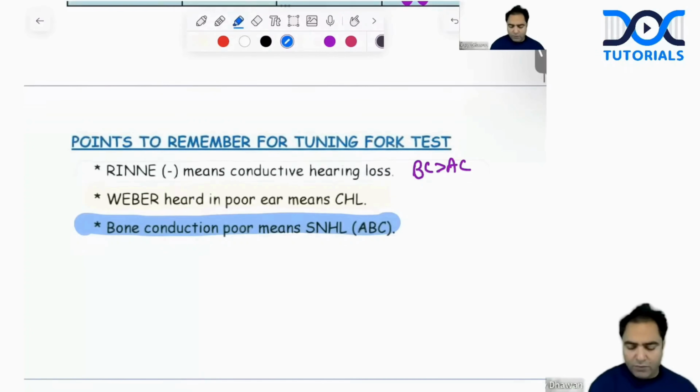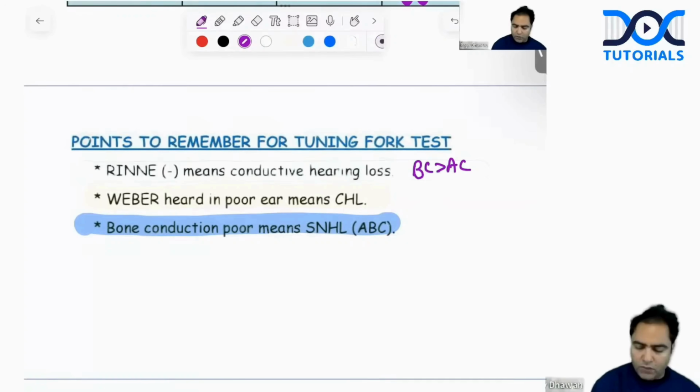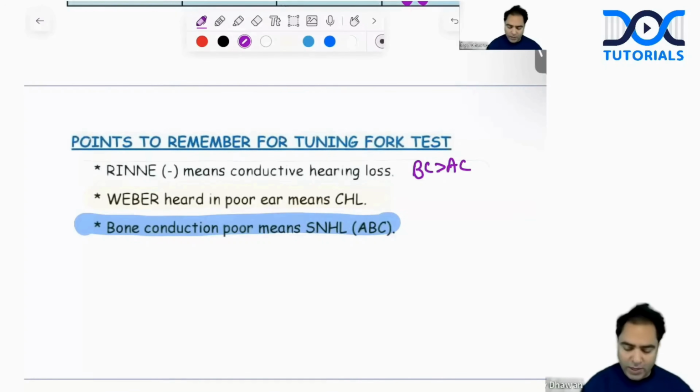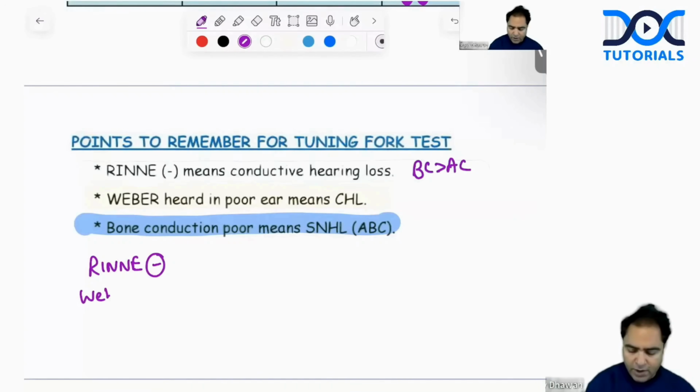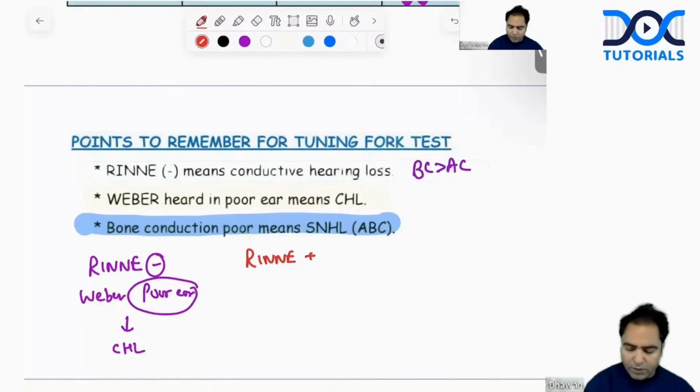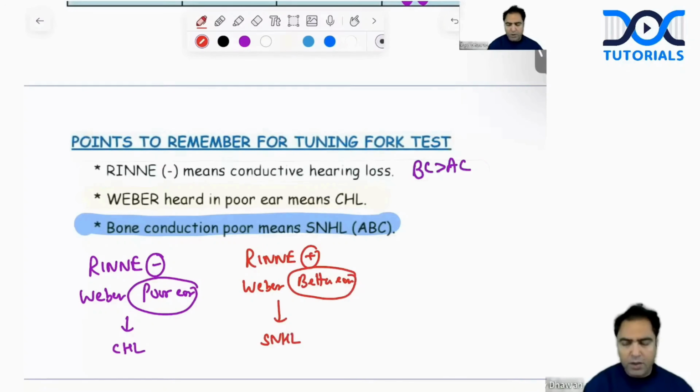So guys, tuning fork test is a very commonly asked question. If Rinne is given negative and Weber is heard in the poor ear, we already know the answer. It's conductive hearing loss. Let's make the reverse of this. If Rinne is given positive and Weber is heard in the better ear, it is sensory neural hearing loss. CHL and SNHL are opposite to each other.